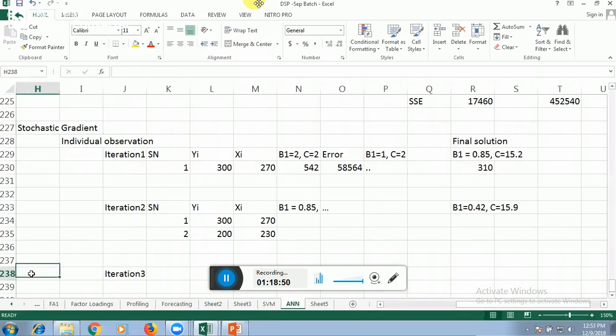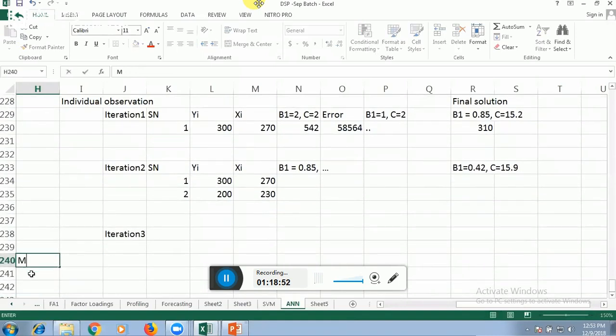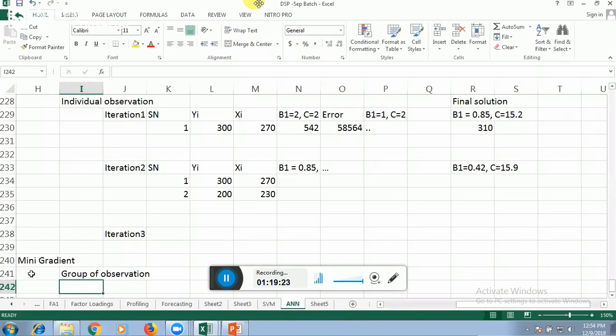And the other one is mini gradient. From the mini gradient perspective, instead of one observation, we will take a group of observations. Instead of taking one observation, take the first 10 observations, a sample of observations, and come up with the beta value. And those values will be added to the second group and third group, like that. So instead of one observation, you take a group of observations. So that is what we call a batch wise gradient or a mini gradient. Right?